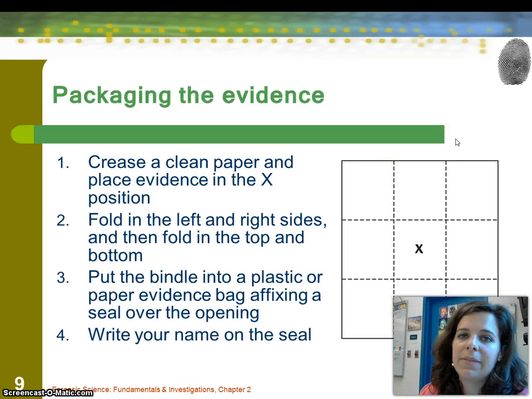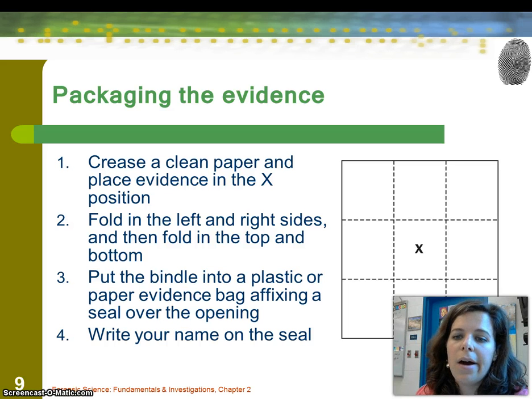When you do find evidence, it's very important to package it in specific ways, because you don't want it to get moldy if it's wet, and you don't want to lose anything. If you have a piece of dry evidence, like a hair or a fiber, or a bullet, you might use a paper bindle. To create a paper bindle, you crease a clean paper in thirds in both directions, unfold it, and place your evidence where the X is. Then you fold in the sides and then fold in the top and bottom, which secures the evidence where it needs to be.